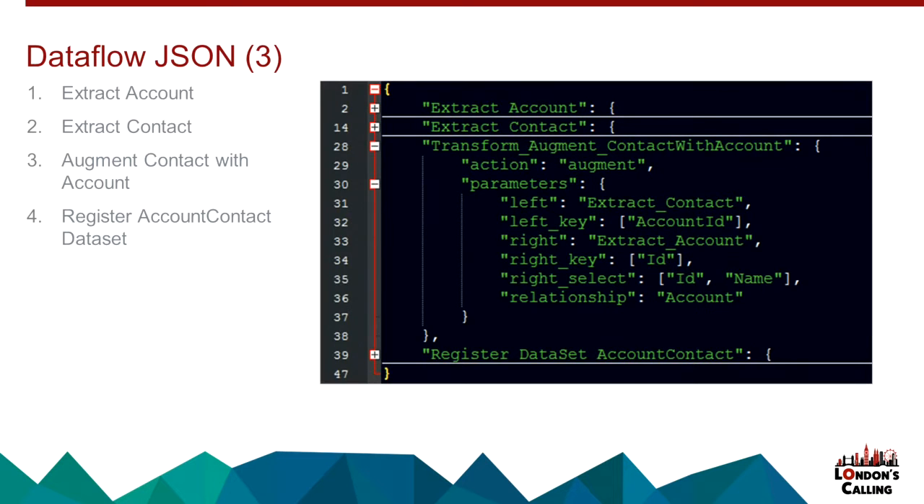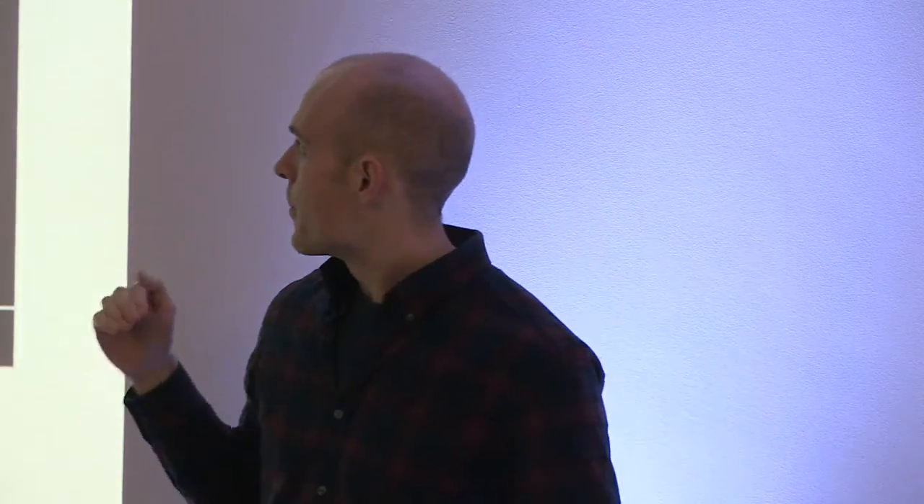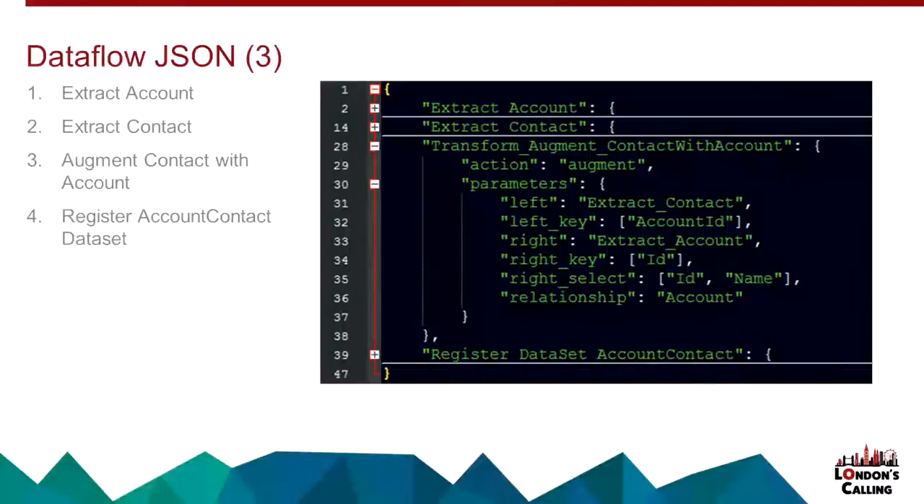So now we get on to the interesting bit. How do we combine that together? Here you'll note that the action is augment, and this is essentially telling the data flow that we want to join two objects together. We select what we want to be our left object, and going back to what I said a moment ago, this is the one that you want to be the most granular. So if at the end of the day I want 10 records because I'm working with my contacts, contact is going to be my left object here. So left, extract contact, right, extract account.